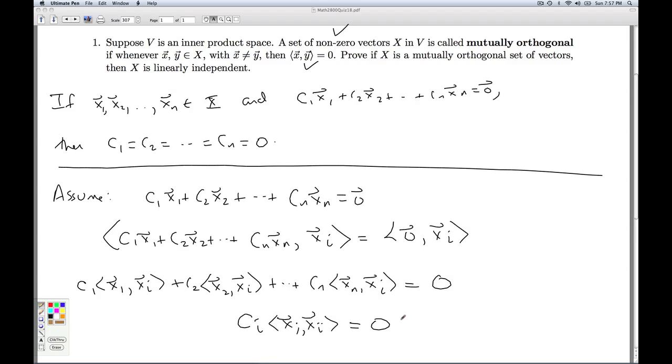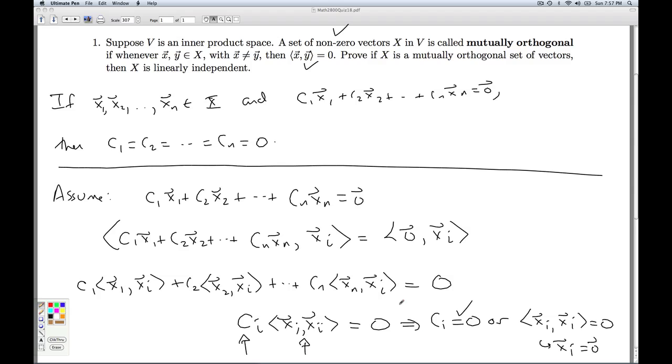Now we have a property of real numbers. This guy's a real number, and this guy's a real number. The only way the product of two real numbers is 0 is if the first one is 0 or the second one is 0. Well, by properties of inner product, or really definition, I should say, of inner product, this is equal to 0 if and only if this is the 0 vector. But I'm assuming I've got a set of non-zero vectors. That means this has to be what's true.